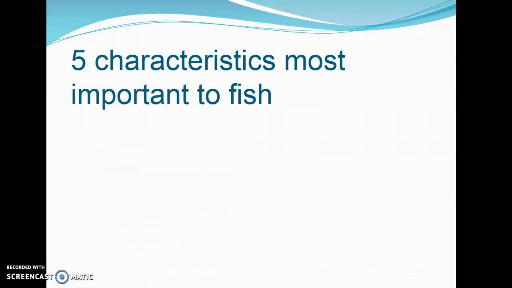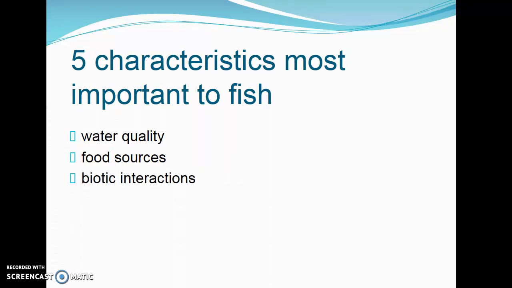Okay, but as we're looking at fish, we have 5 characteristics that are super important. The first is water quality, and I'm not going to get into a lot of detail about what affects water quality. We'll come back to that in a little bit, but won't cover it in detail. Your book does do a nice job of covering it. Food sources. Fish want to eat just like everybody else, so that's really important to fish. Biotic interactions, both with aquatic and other aquatic organisms and terrestrial organisms.